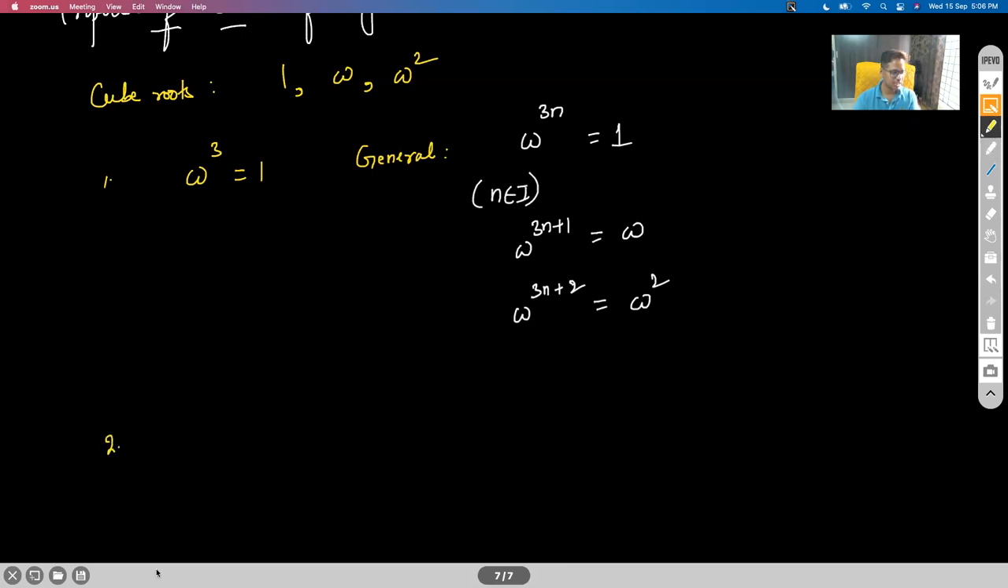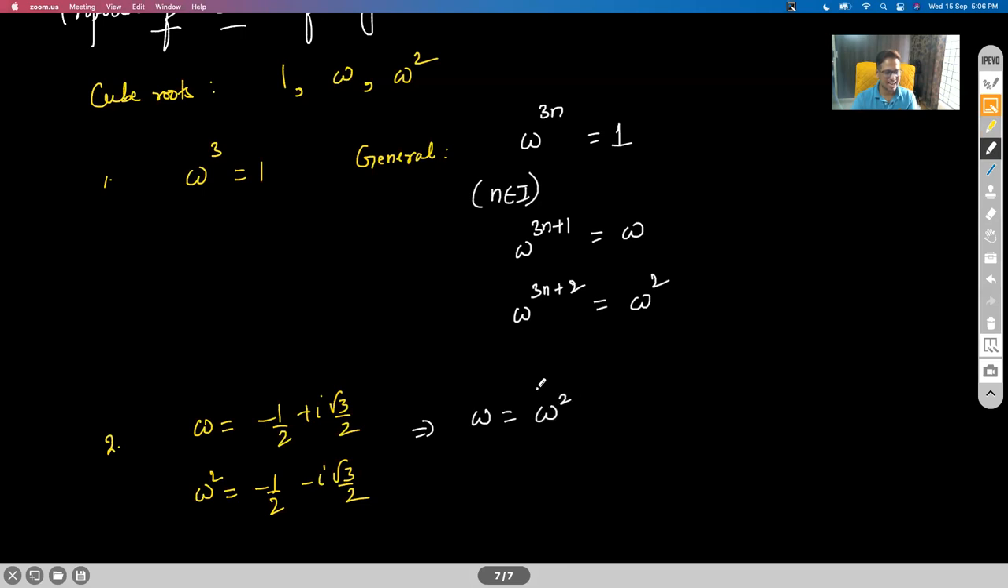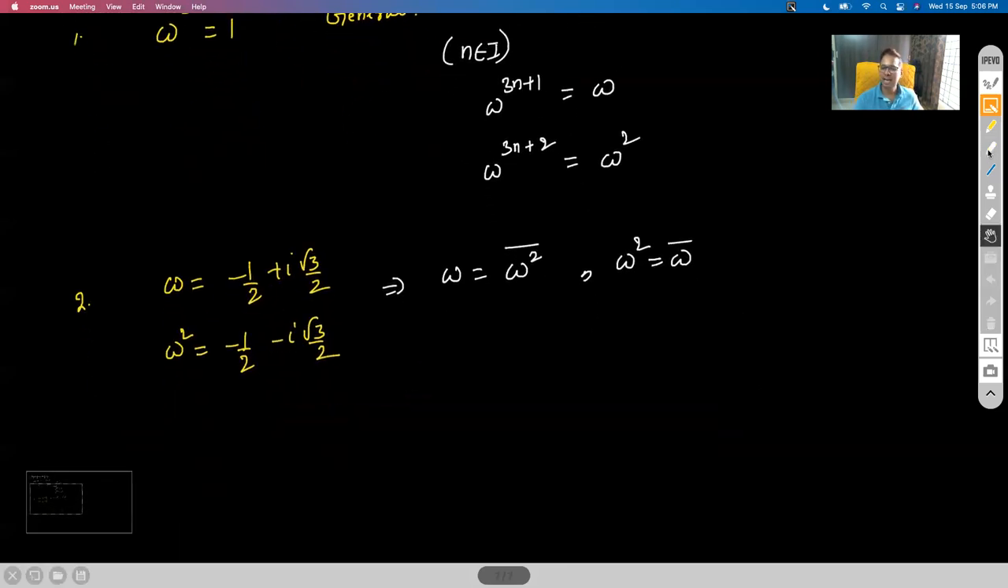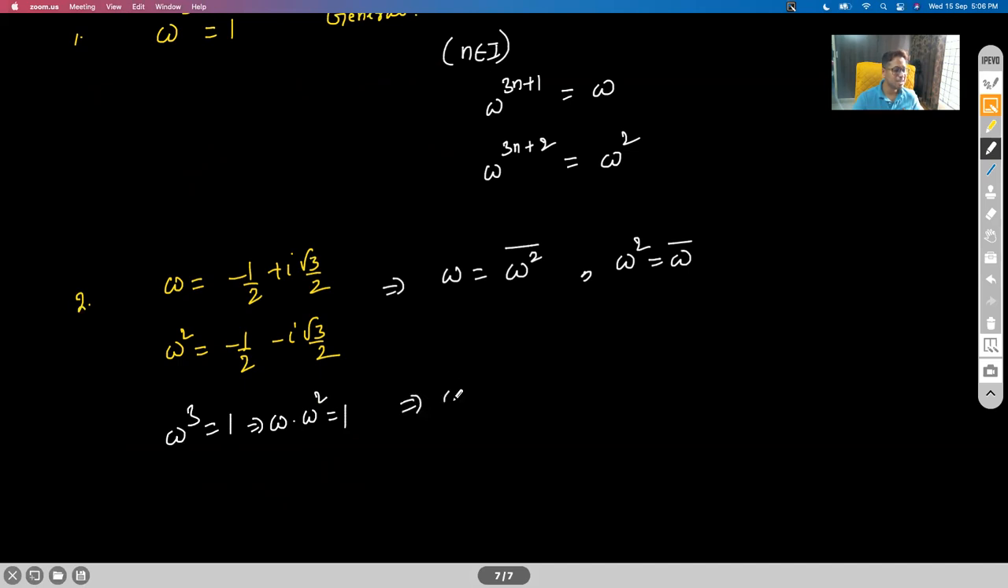The next important thing is we already know that the omega value is minus half plus i root 3 by 2, and the omega square value is minus half minus i root 3 by 2. So looking at it, it's very obvious that omega and omega square are conjugates of each other, isn't it? Please note that. And since omega cube is 1, omega into omega square is 1.